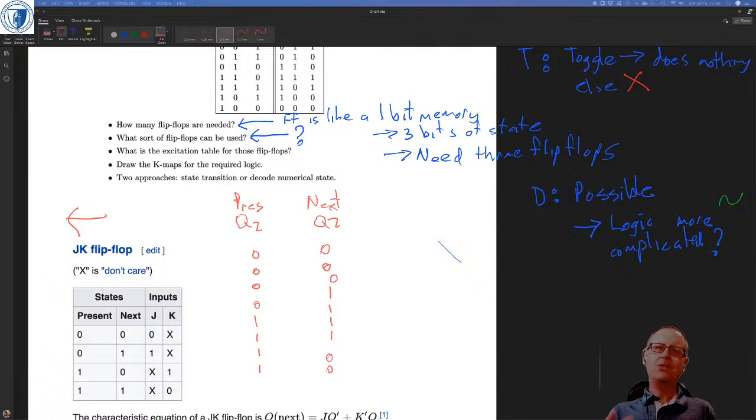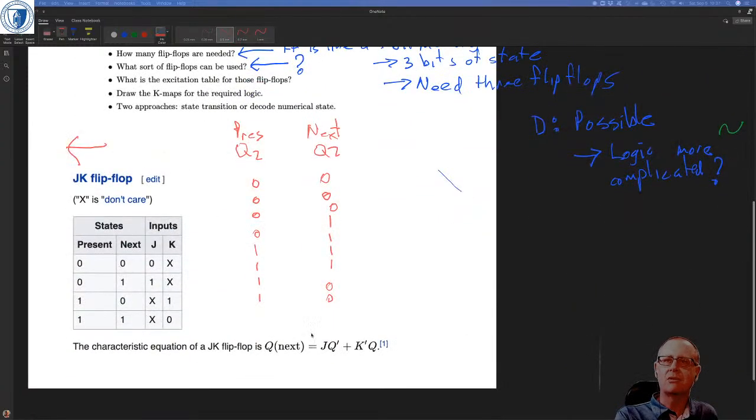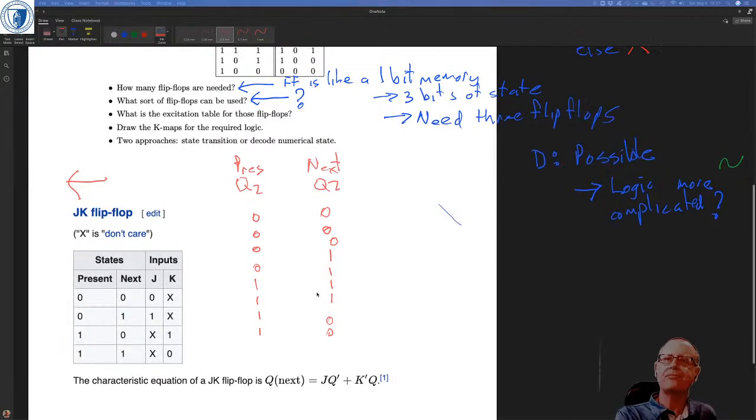So the question was, there seems to be a big leap from the third bullet point there, what is the excitation table for those flip-flops, to draw the K-maps for the required logic. I was just working with one group to try and pull that out. So I went back up to this state transition table and pulled out the Q2, the most significant bit series of numbers. And I tried to write that rather messily here, right?